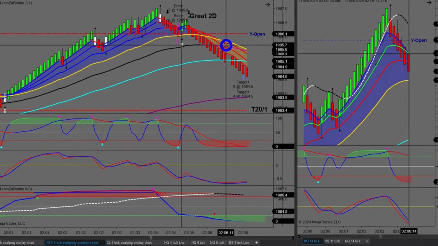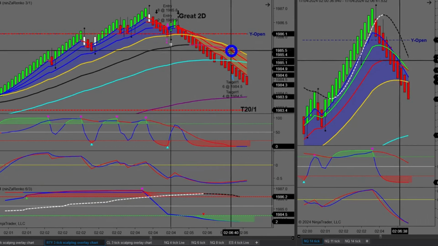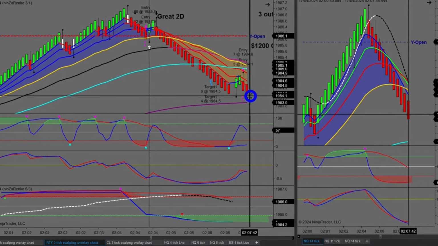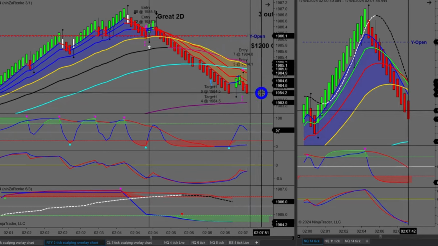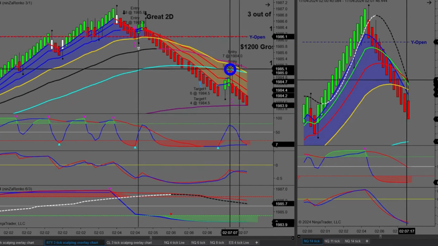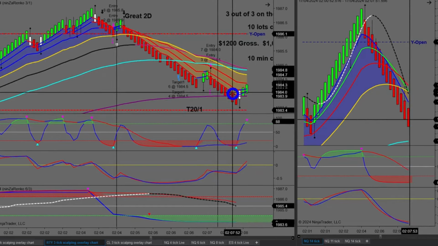Now down here we then pop up. I've got, what do we have there? That was T20-1. I forget the exact setup I had there. So we had another trade entry. Now with this one, there's a T20-1. So that was the first setup after your T20.